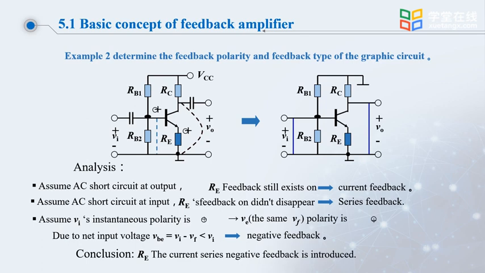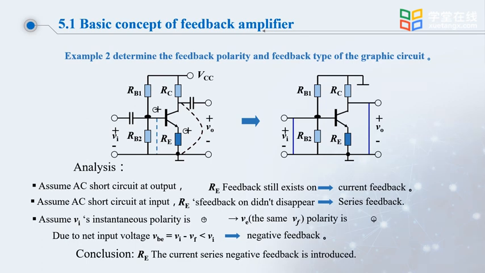What we care about is the feedback network. This is its feedback voltage. The feedback voltage affects the net input voltage of the basic amplifier, that is, the effect on VBE. Let's look at it using the instantaneous polarity method. We first judged that it is current series feedback, so it's a current series method.